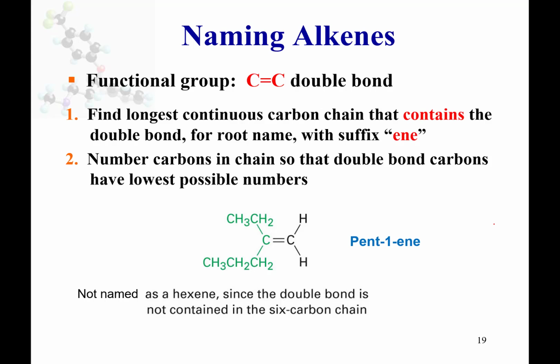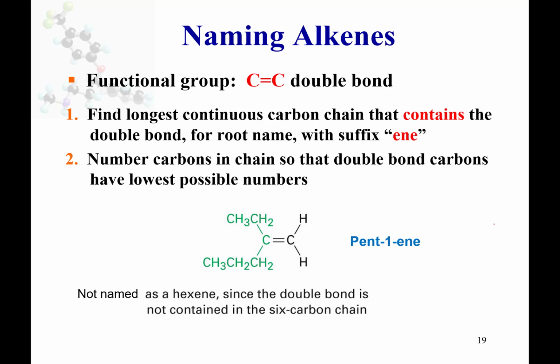When you want to name an alkene, you have to find the longest continuous carbon chain again, but it must also be the one that contains the whole double bond. Then you take as a root name the number of carbons and add the suffix "-ene".